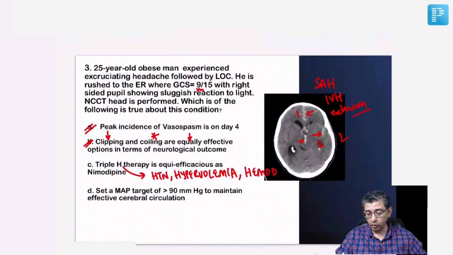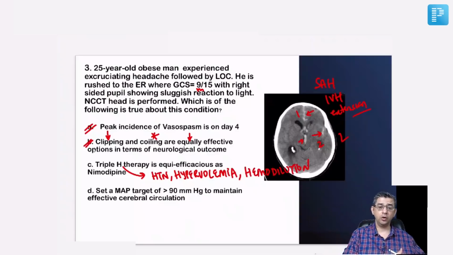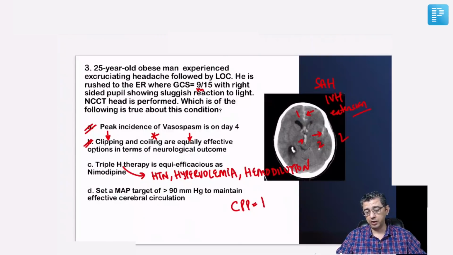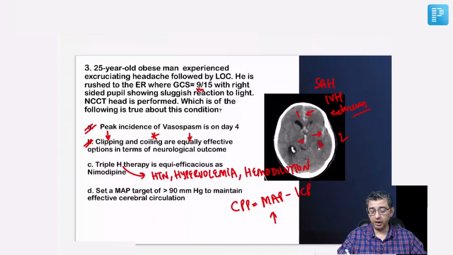hemodilution. So the older concept behind management of subarachnoid hemorrhage, let me say 20 years ago, was to keep the BP on the higher side, try to maintain cerebral perfusion pressure. I hope you remember that formula. CPP is the difference of MAP minus ICP. So earlier the objective was that if you keep the MAP on the higher side, you definitely can maintain the cerebral perfusion. But this is a primitive approach. It's not equi-efficacious. So that's why I'm ruling out option C.